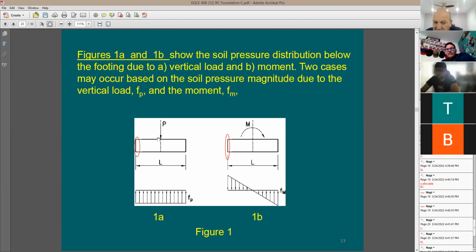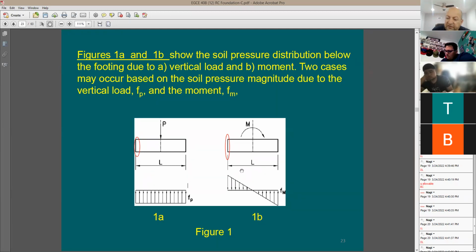don't forget that you have both of these loads at the same time. You have this moment and vertical load. So the left side due to the vertical load is going to be compression, and the left side due to the moment is going to be tension. So if numerically F sub P is going to be larger than F sub M, someone's going to say, give me an example.